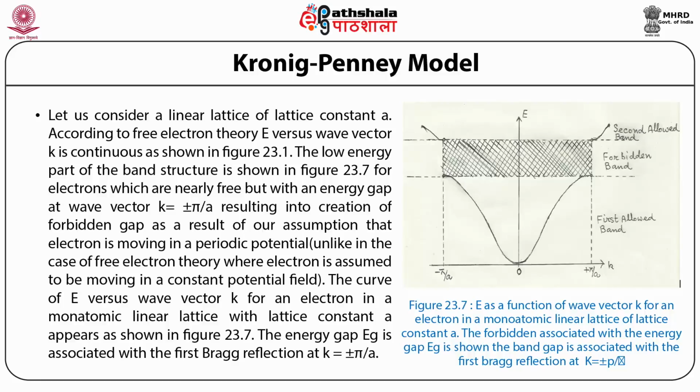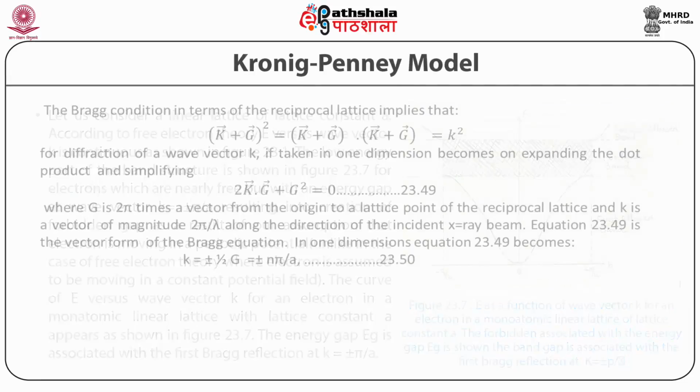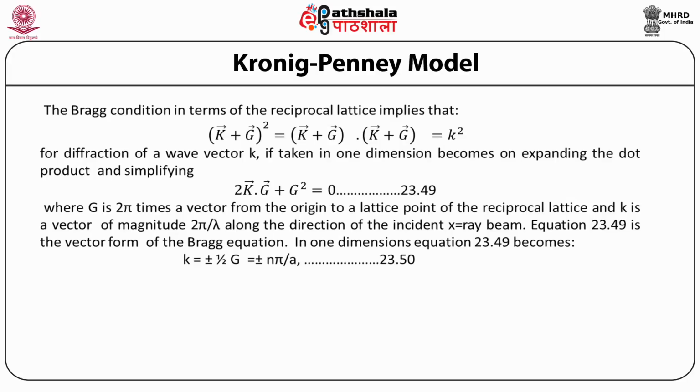The energy gap E subscript G is associated with the first Bragg reflection at k equal to plus minus pi by a. The Bragg condition in terms of the reciprocal lattice implies that (k vector plus g vector) square is equal to (k vector plus g vector) dot (k vector plus g vector) is equal to k square for diffraction of a wave vector k, which on expanding the dot product and simplifying becomes twice k vector dot g vector plus g square equal to 0, given here as equation 23.49, where capital G is 2 pi times a vector from the origin to a lattice point of the reciprocal lattice, and k is a vector of magnitude twice pi by lambda along the direction of the incident X-ray beam. Equation 23.49 is the vector form of the Bragg equation.